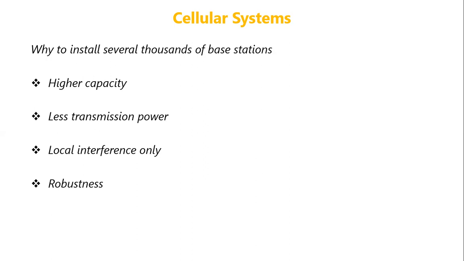And also in some cases, the other base stations can compensate for the users coming under this base station. So if one antenna fails, this only influences the communication within a small area. So these are some of the reasons why we should have multiple base stations instead of a single base station throughout the country.